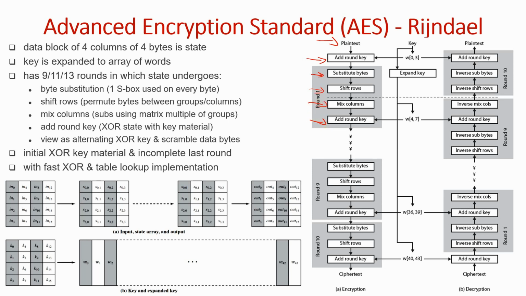Each round consists of the same 4 operations except for the very last round. The very last round consists only of 3 operations, which are substitute bytes, shift rows, and add round key. Mix columns is the one that you don't find in the last round. Okay? So obviously, this is the case when you have only 10 rounds, and this is the case when the key is only 128 bits.